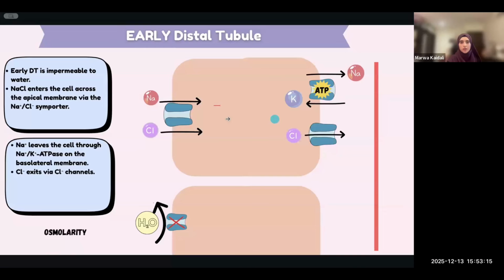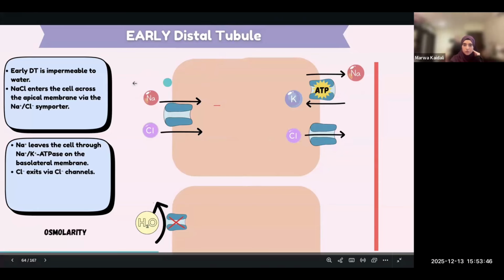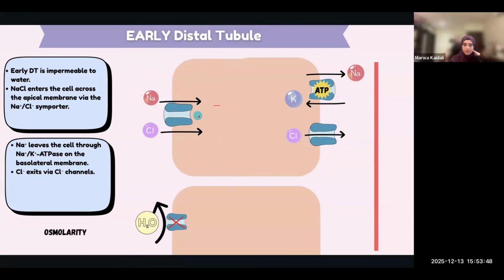So this is the early distal tubule, and it's very, very easy and direct. In the early distal tubule, we are still impermeable to water, and our main goal is to just reabsorb sodium chloride. So we're going to get a sodium chloride channel. It's very direct. We have just one sodium chloride channel. Sodium is going to exit through a sodium potassium ATPase, and chloride is going to exit through its own chloride channel. That's it. So the early distal tubule is impermeable to water, and we're just going to reabsorb sodium chloride.